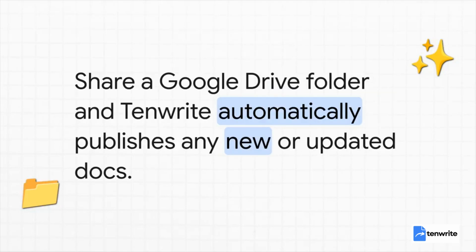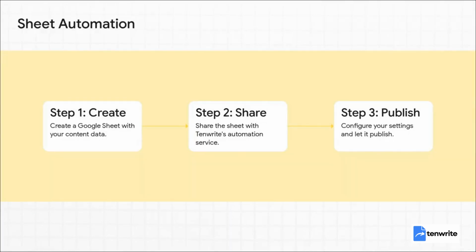But this is where the magic really starts to happen. Automation. With the Drive automation feature, all you have to do is share a Google Drive folder with Tenwrite. That's it. From then on, any new doc you drop in there or any doc you edit just gets published or updated on your site automatically. It's honestly perfect for teams or anyone on a consistent content schedule. But for the real power users, the people who need to publish at a massive scale, there's sheet automation. Now, it sounds complicated, but it's actually broken down into just 3 simple steps. You make a Google Sheet with all your content info, share that sheet, set it up one time, and then you just let it do its thing.